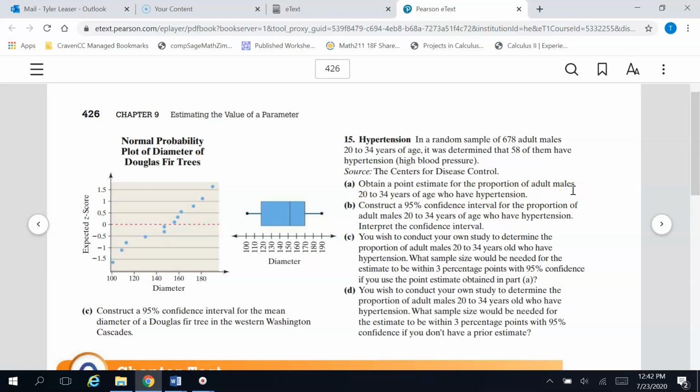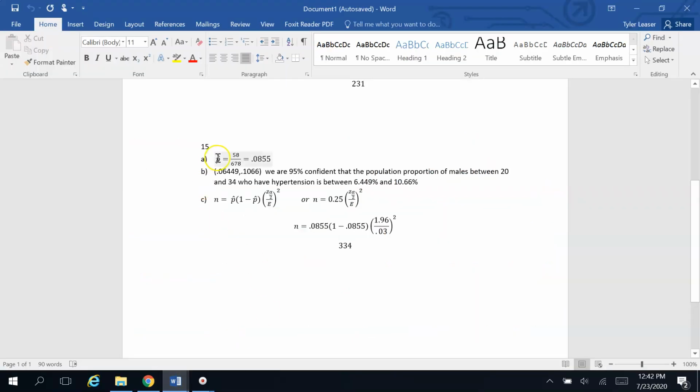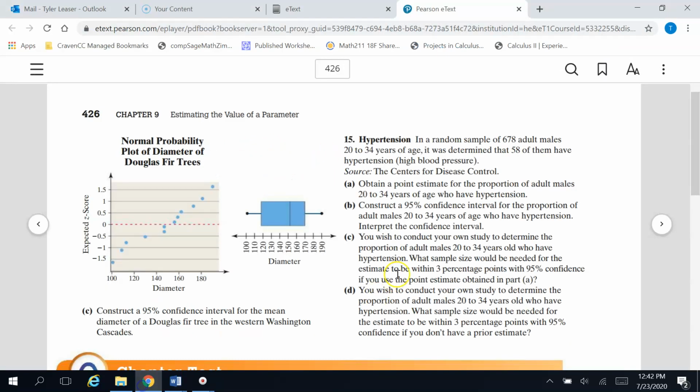The point estimate is going to be the center or the best guess based off of the sample. Our sample has 678 as the sample size and 58 of that sample with the characteristic that we're looking for, hypertension. So to find our point estimate, also called p hat, we're just going to take 58 out of the total 678 as a decimal. That's 0.0855. So that's the answer for part A.